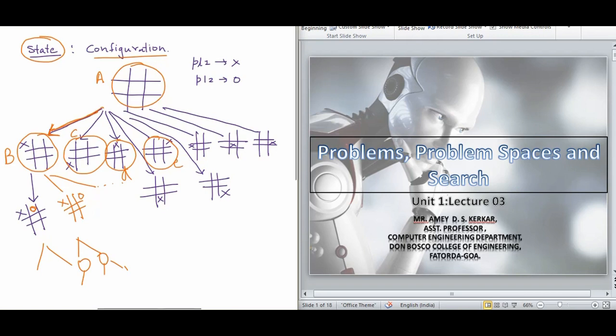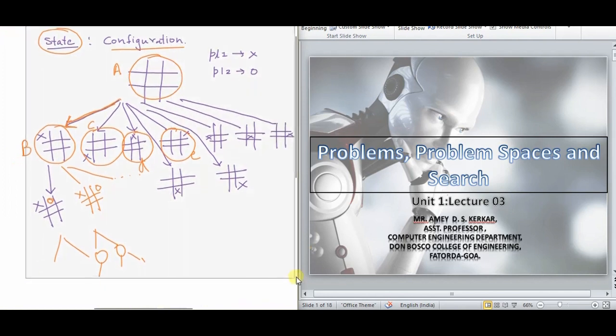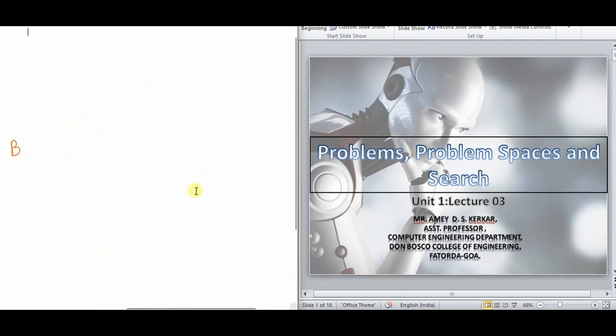Okay, so when you work in this fashion, you can see for yourself that what you are going to get is a tree structure. For this tic-tac-toe game, initially there will be only one node. I will just call it A. Now from this node A, there are 9 ways in which the player can mark X.